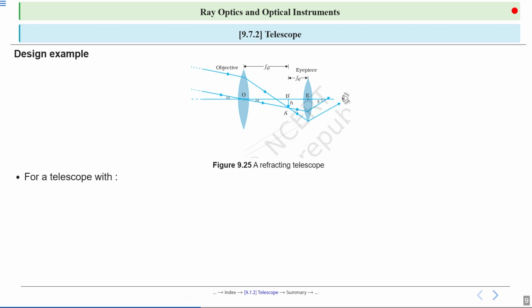Let's consider the specifications of a telescope. We have a telescope with two key focal lengths: the objective lens focal length denoted as f0 and the eyepiece focal length denoted as fe. These values are essential for calculating the telescope's magnifying power. The objective lens has a focal length of f0 equals 100 cm. This lens is responsible for gathering light and forming an initial image. The longer the focal length, the more light it can collect, which is crucial for observing distant objects.